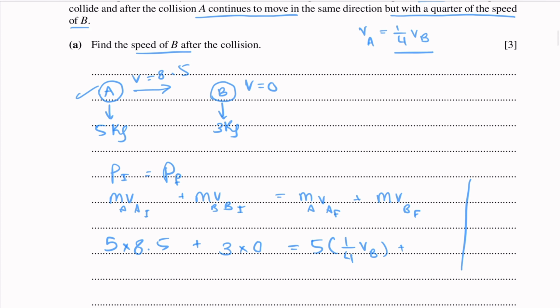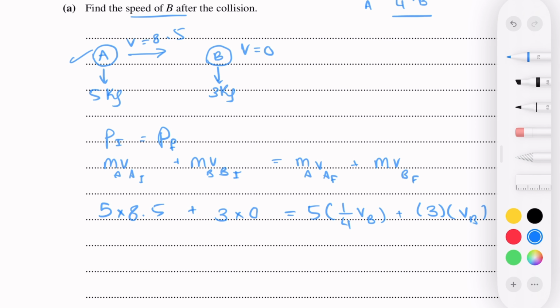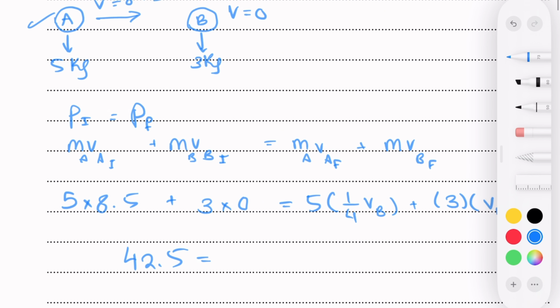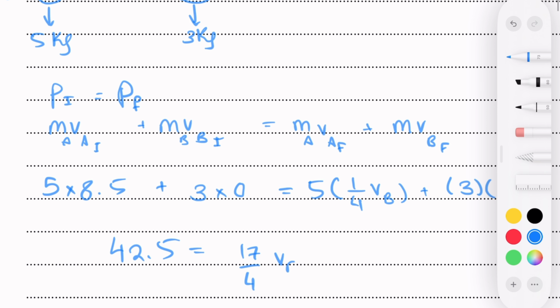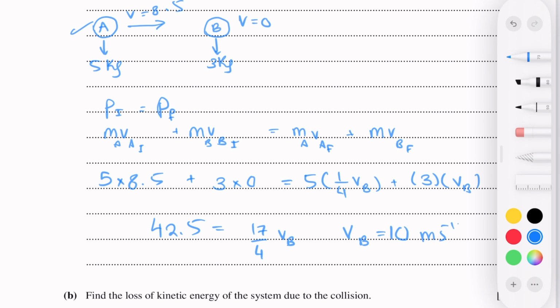Plus mass times velocity of B final, which is mass 3, and then velocity of B final. We're trying to find this. So now calculating one side, 5 times 8.5 is 42.5, which must equal 5/4 plus 3. 5 divided by 4 plus 3 is actually 17/4 V of B. If we divide 42.5 by 17/4, you get V to be 10 meters per second, which means that A is going to have a velocity of 2.5. So let's just keep that down as a note for us.